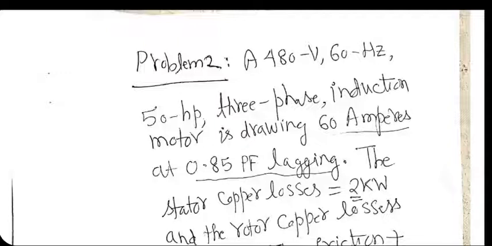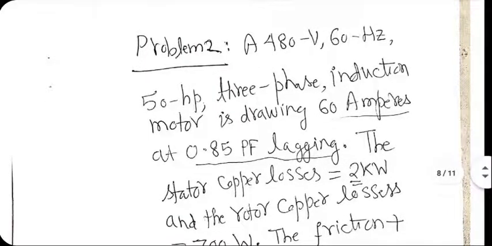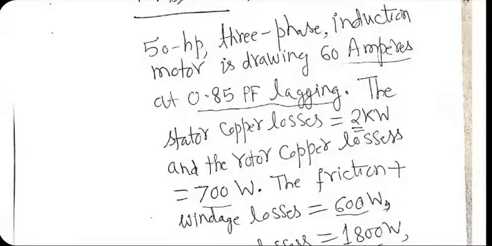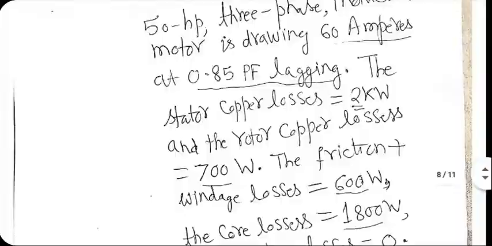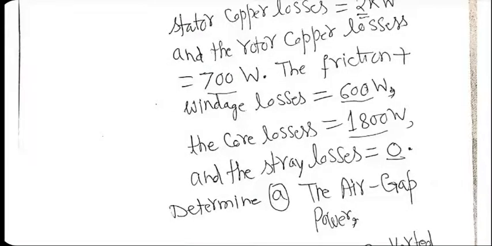A 480 volt, 60 hertz, 50 horsepower, three-phase induction motor. They are not telling you whether it's delta connected or star connected. 480 volt is line to line voltage. 50 horsepower is the rated output power. The three-phase induction motor is drawing 60 amperes at 0.85 power factor lagging. The stator copper losses are 2 kilowatt and the rotor copper losses are 700 watt. The friction plus windage loss is 600 watt. Core losses are 1800 watt and the stray losses are 0.